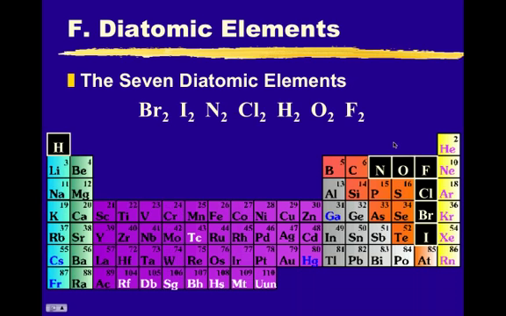What's an easy way to memorize them? Well, there are 7 of them. They start at number 7. Nitrogen has atomic number 7. They make a 7. And then don't forget about hydrogen. Start at 7. Make a 7. And don't forget about hydrogen.